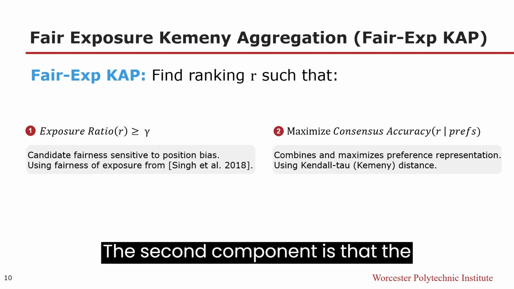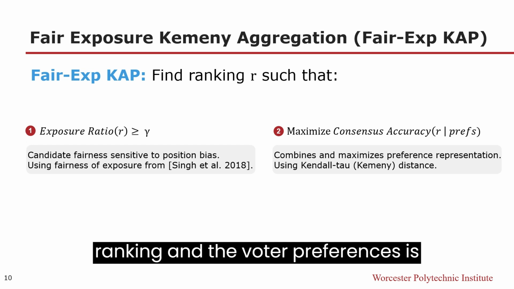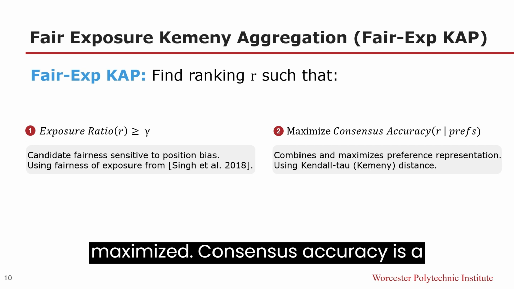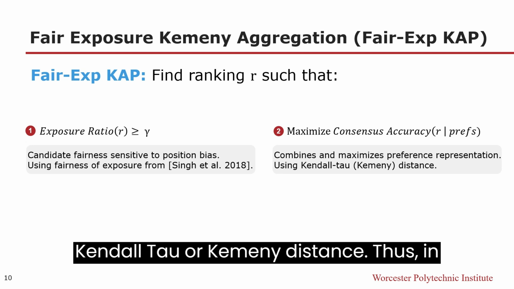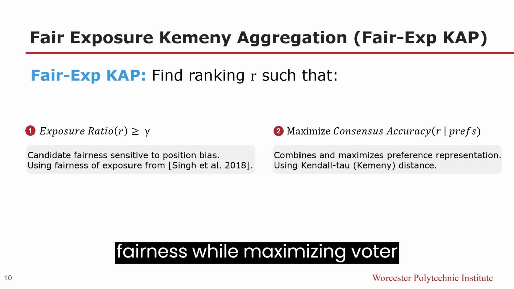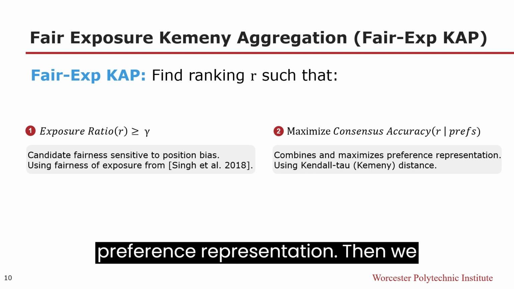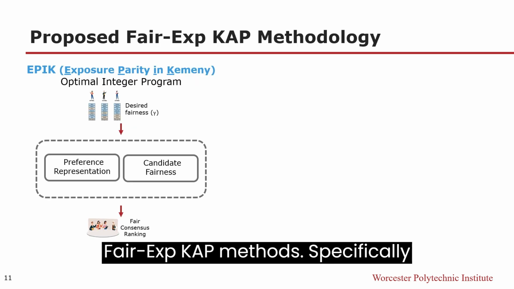The second component is that the consensus accuracy between the consensus ranking and the voter preferences is maximized. Consensus accuracy is a metric we introduce based on the Kendall-Tau or Kemeny distance. Thus, in the Fair-Exp problem, we constrain fairness while maximizing voter preference representation. Then we introduced two fairness-tunable Fair-Exp methods.